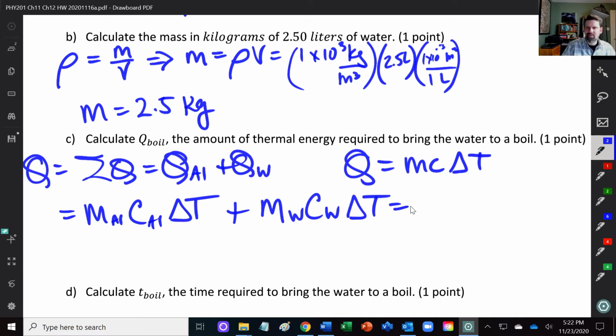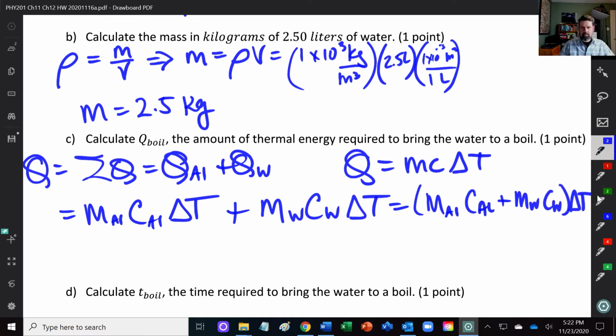And this is what I was rambling about. We can actually factor out that delta T from both terms, so we end up with M aluminum, C aluminum, plus M water, C water, times delta T. I think we have everything, or we can look up everything.